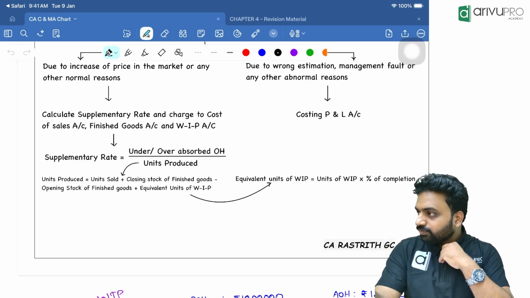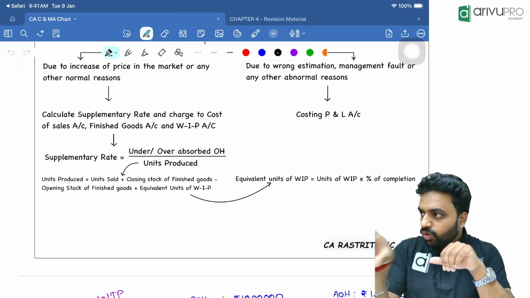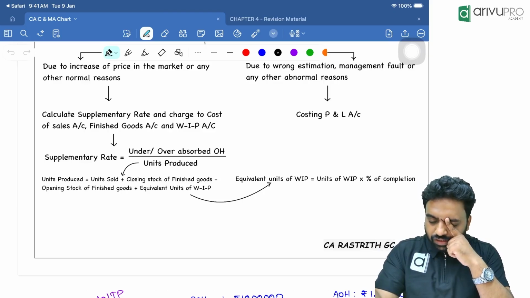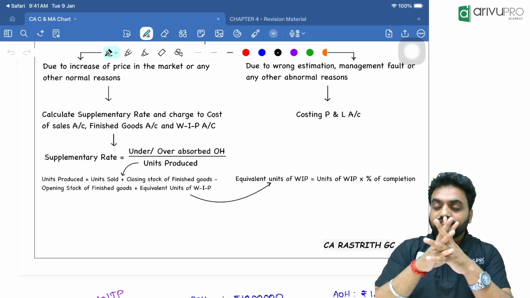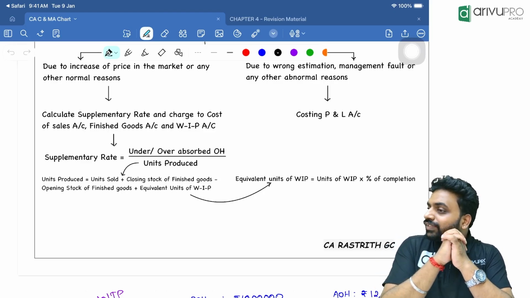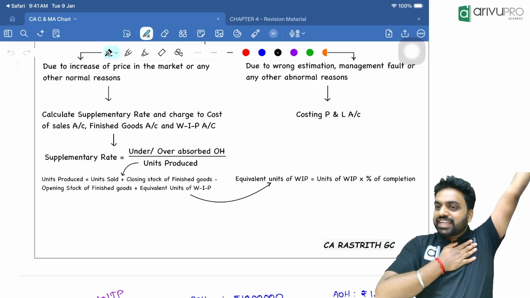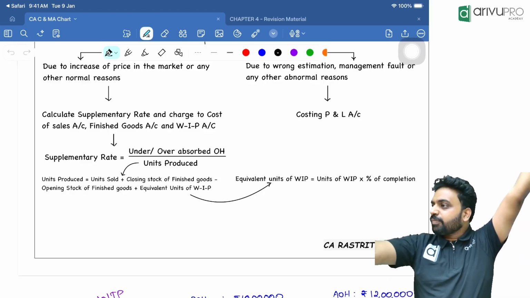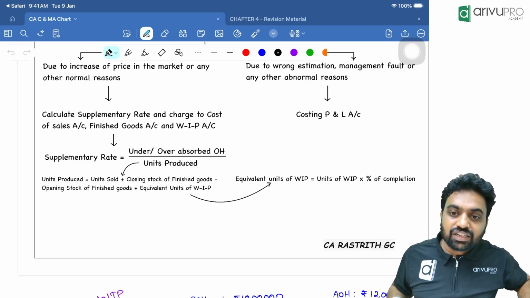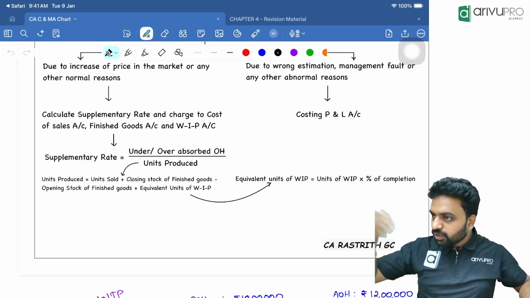Opening 10,000, sold 1 lakh, closing 20,000. Now, that doesn't mean that a total of 1,20,000 is produced. Out of 1 lakh sold, 10,000 was of last year. That didn't take any overhead during the period. Only 90,000 items took it, plus 20,000, which is closing, because with the FIFO approach we assume the closing stock is produced during the period.